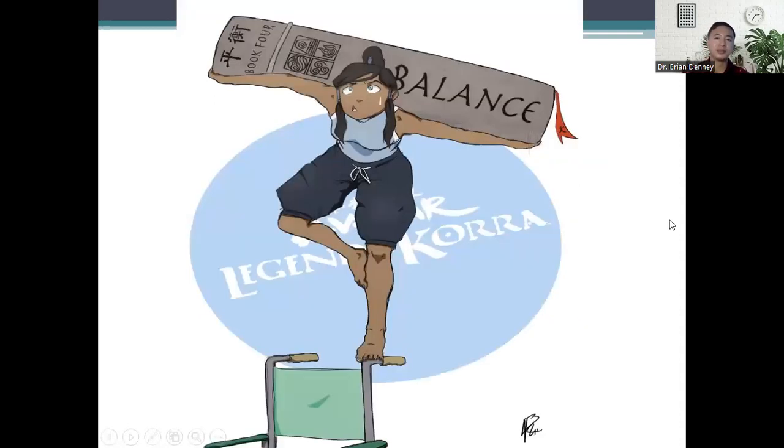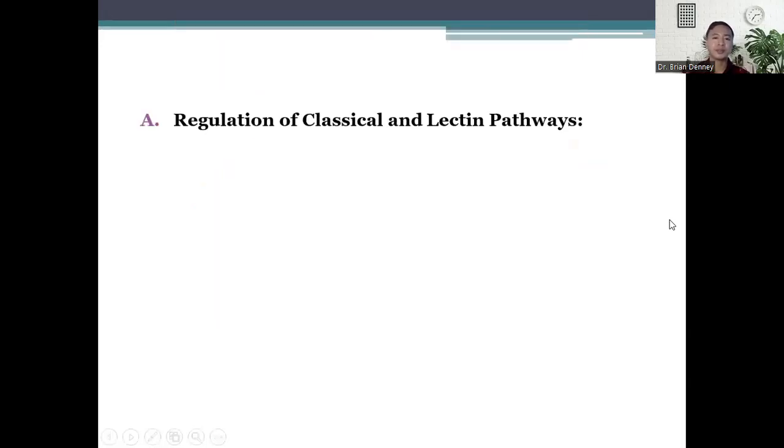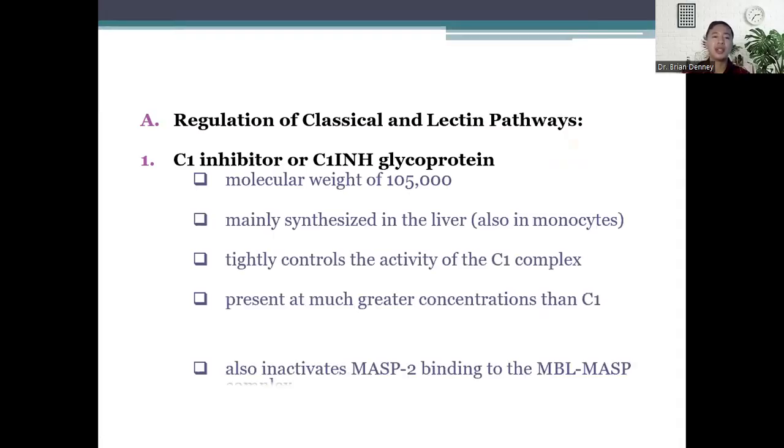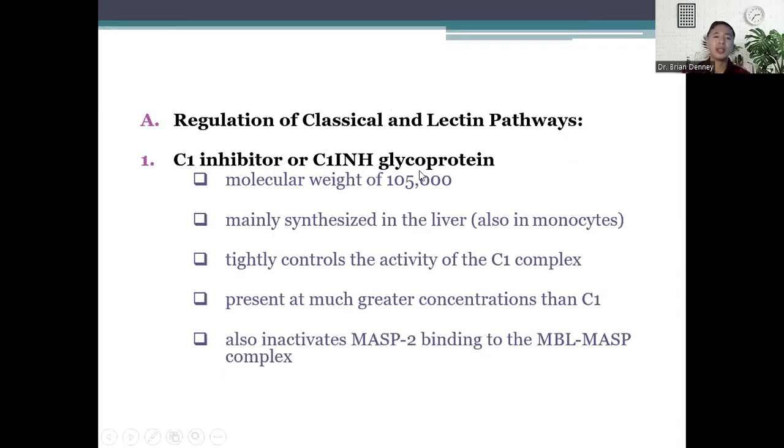So there must be balance, no? For example, those substances which regulate the classical and lectin pathways. So we have number one, C1 inhibitor or C1 inhibitor glycoprotein. Why does this inhibit the classical and lectin pathway?